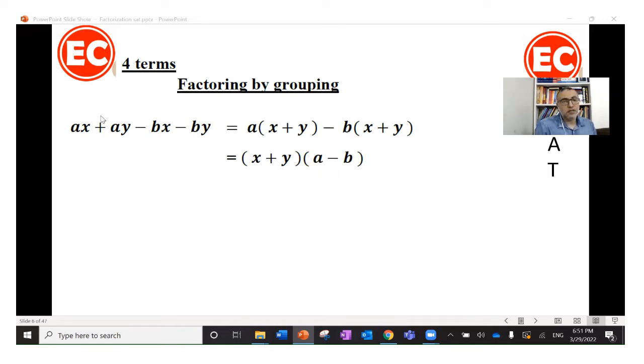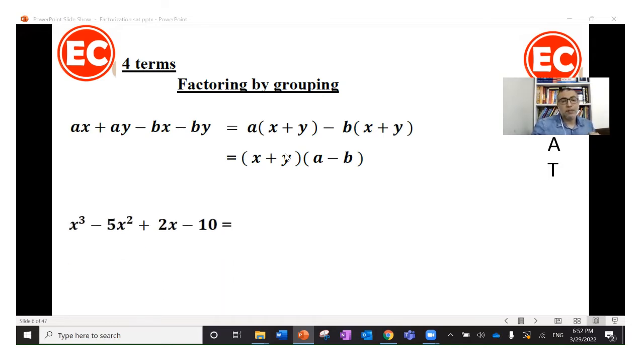So I change it from factorize, which is adding and subtracting between terms, into multiplication. So factorization here is a change from the situation of adding and subtracting expressions to multiplying two expressions.